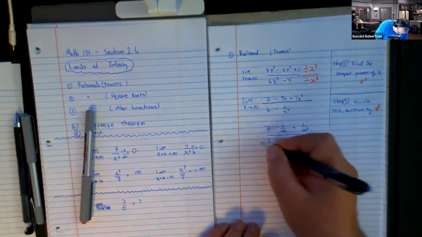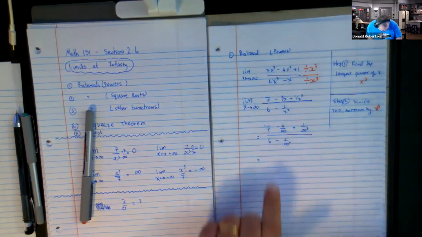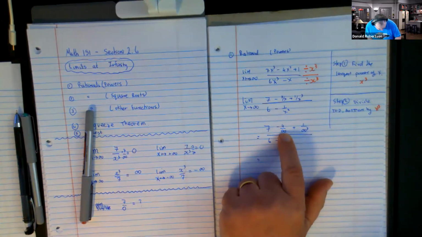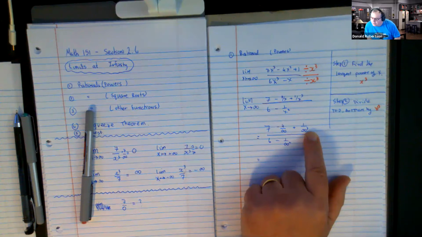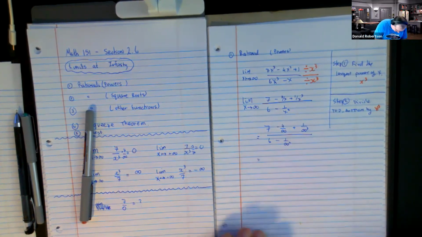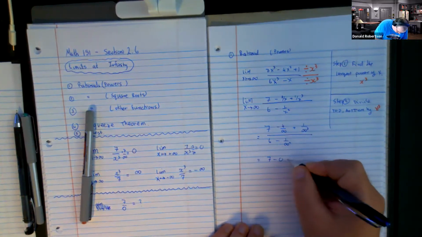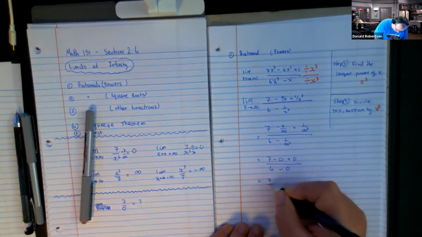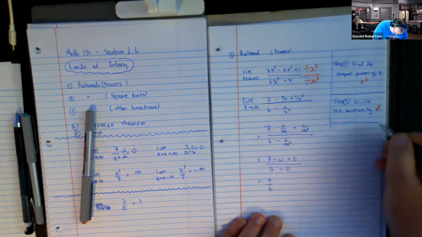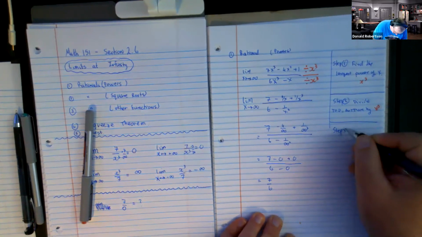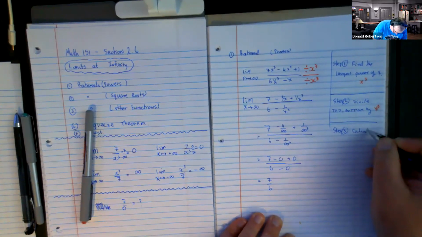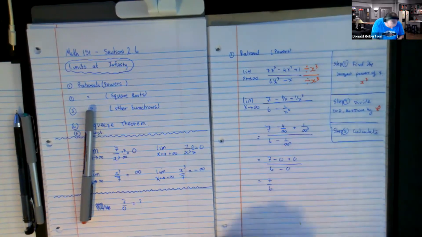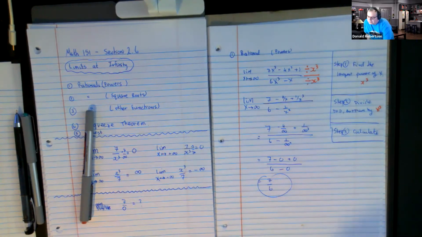Now, what does brute force tell us? It tells us that we can replace this guy by 0 and this guy by 0. Would you agree that 4 over infinity is essentially nothing, right? It's infinitely small. So what you get is 7 take away 0 plus 0, and you get 6 take away 0, and the answer is what's left. Step 3, you calculate. So it's like a 3-stage process, and there's your answer. 7 over 6.